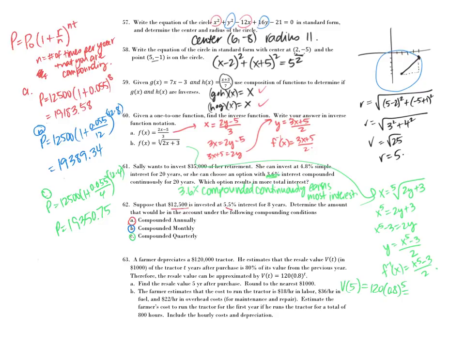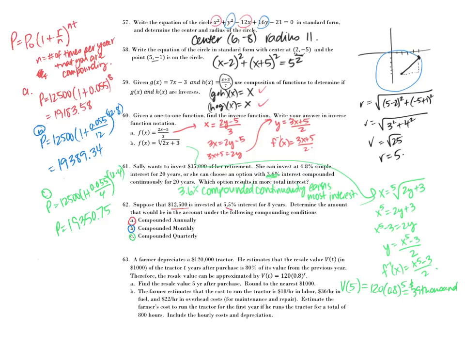So it's $39,000. The farmer estimates that the cost to run the tractor is $18 an hour in labor, $36 an hour in fuel, and $22 an hour in overhead costs. Estimate the farmer's cost to run the tractor for the first year if he runs the tractor for a total of 800 hours.